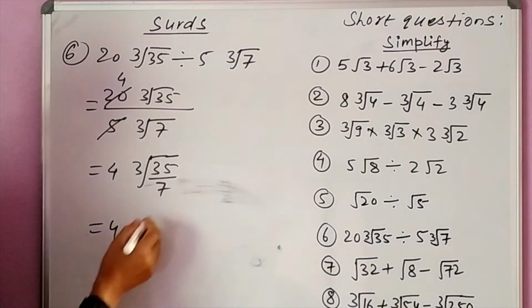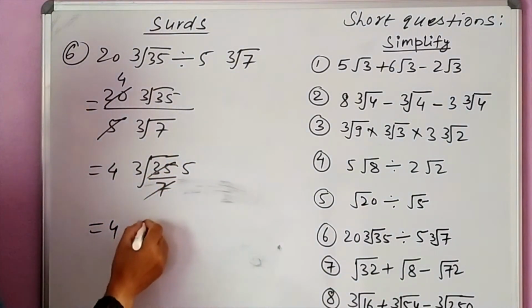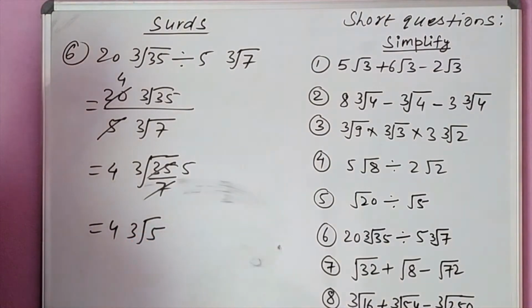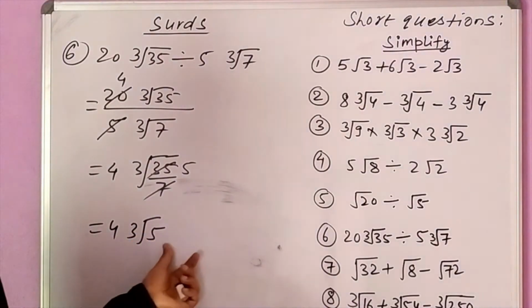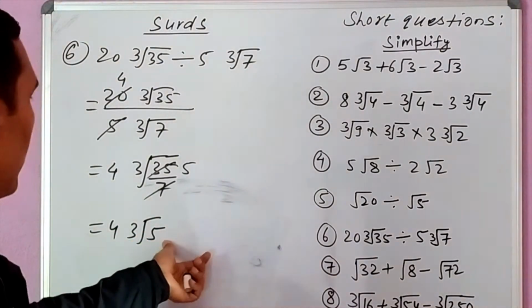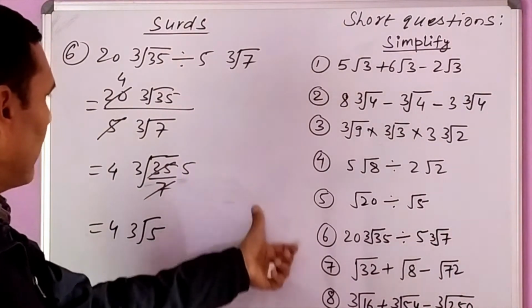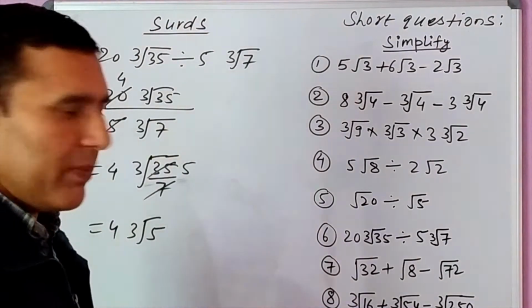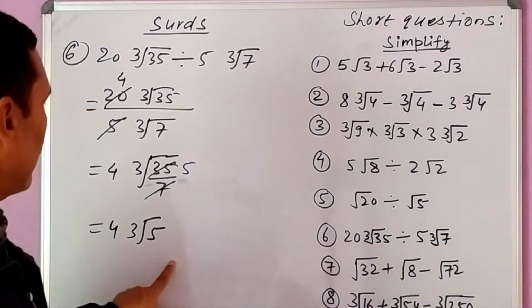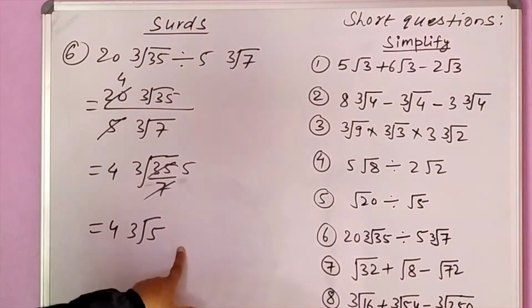So 35 upon 7 is 5. So it is the coefficient 4 and cube root of 5. We cannot take the cube root of 5. 5 is not a cube number. We can take it in decimal, but generally we do not take the value in decimal here. So we leave this as it is: 4 cube root of 5.